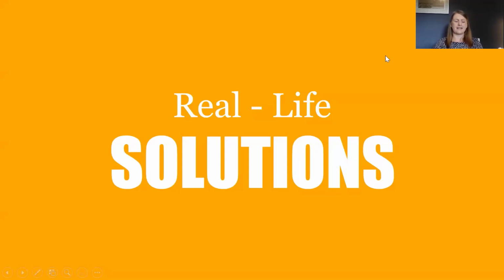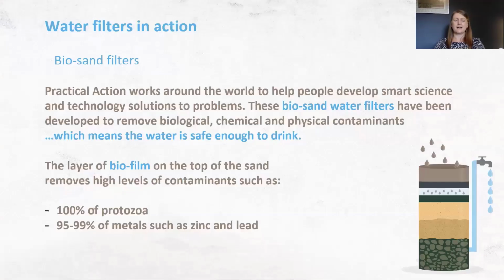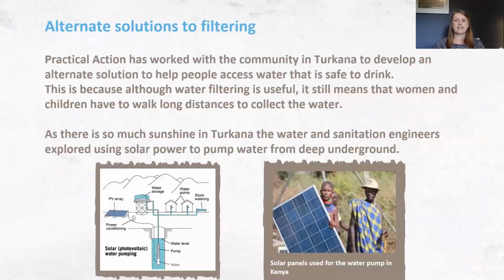In the project in Kenya, there were some real life solutions that were thought about. You can probably hear the water trickling through as I'm talking. Now, one popular solution, and it's used in other locations, is a biosand filter. It's cleaning a lot of the contaminants out of the water. It's a layer of biofilm on the top of the sand, and it removes things like protozoa and metals that are in the water. Now, this isn't the solution that was used in Turkana, because as I mentioned earlier, the women and children have to walk really long distances to collect the water.